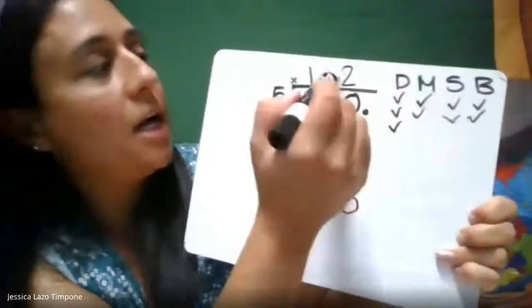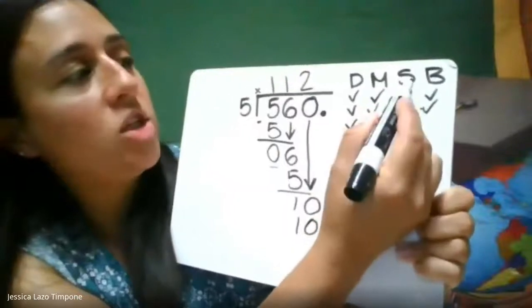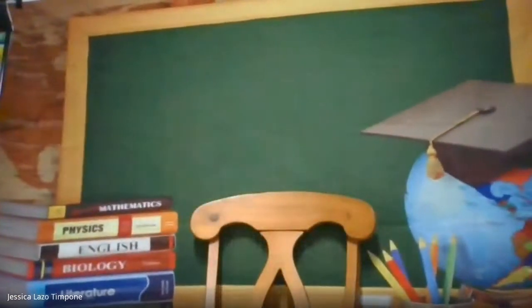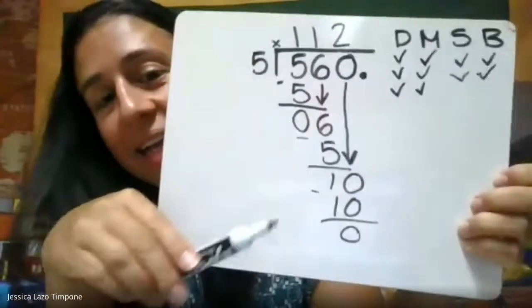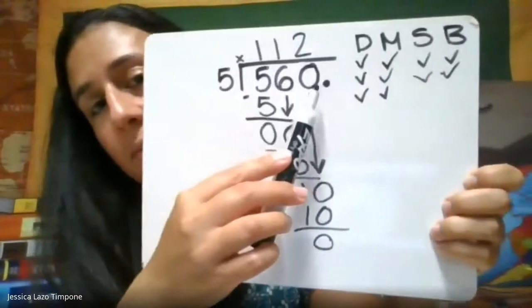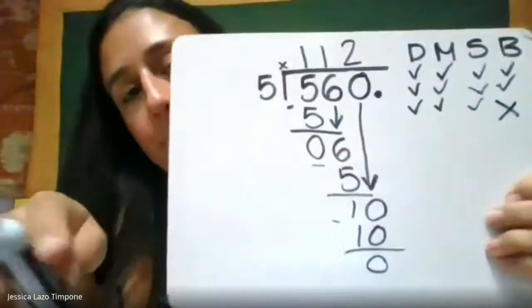And now I'm going to multiply. 2 times 5 is 10. And then I'm going to subtract. And as long as I have no remainder and no other digits, so I'm done with all my digits, I am actually done. I don't have anything else to bring down.